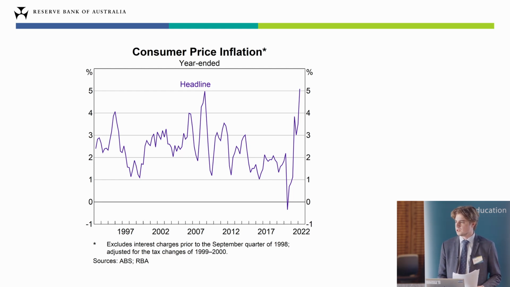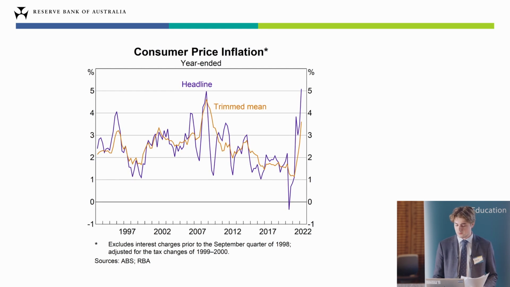So one measure that we use to get a broad sense of underlying inflation pressure is called trimmed mean inflation, shown in this brown line. Trimmed mean inflation is calculated by removing some of the largest and smallest price movements from inflation in every quarter. And you can see that this cuts through a lot of the volatility in these series. So there's times where headline spikes up and then down that trimmed mean smooths through.